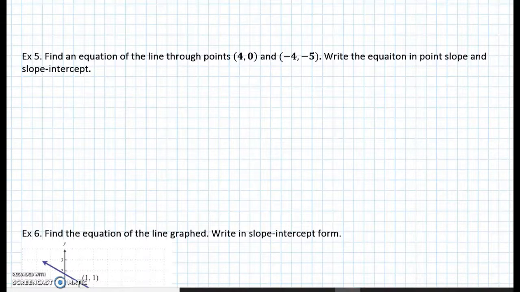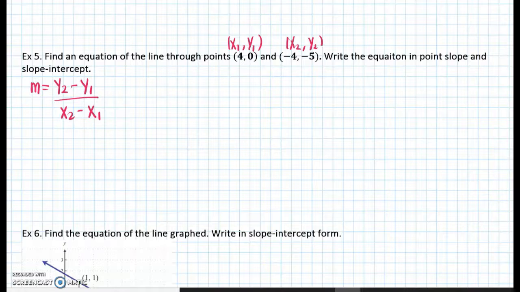All right, here is another one. We're given 2 points and we're asked to write it in point slope form and slope intercept. So I have a point, but I don't have a slope. So this goes back to the other section that we had. We have to use our y2 minus y1 over x2 minus x1 to find the slope. So x1, y1, x2, y2. We're going to go ahead and plug it in. So negative 5 minus 4, negative 4 minus 0.